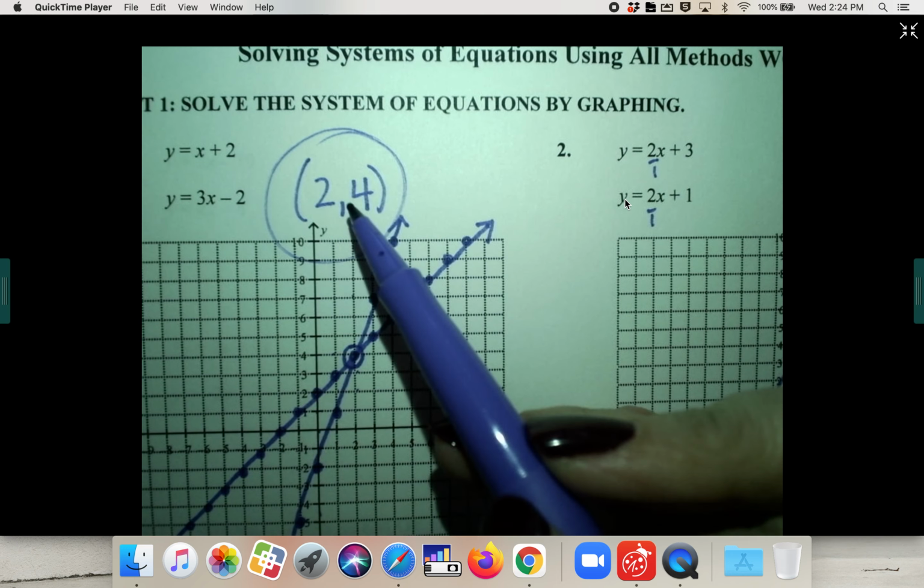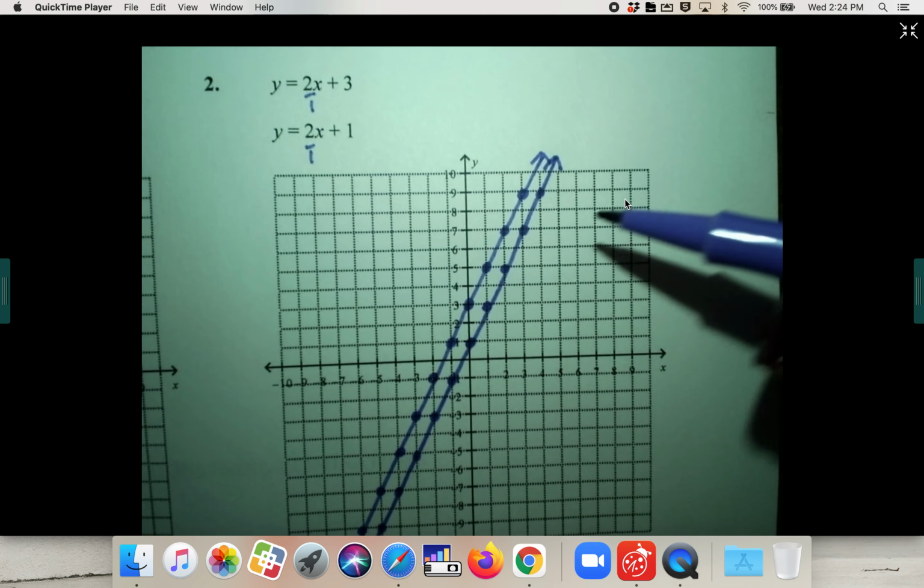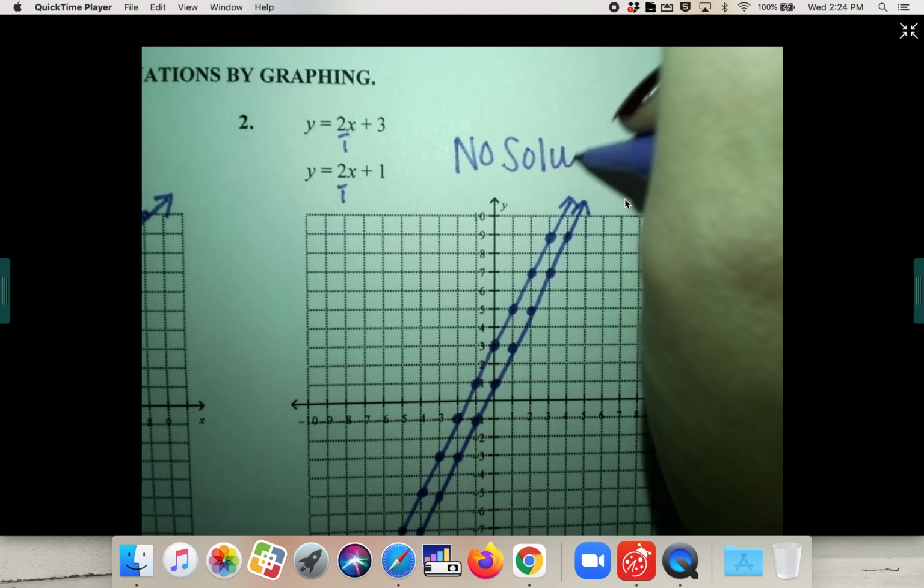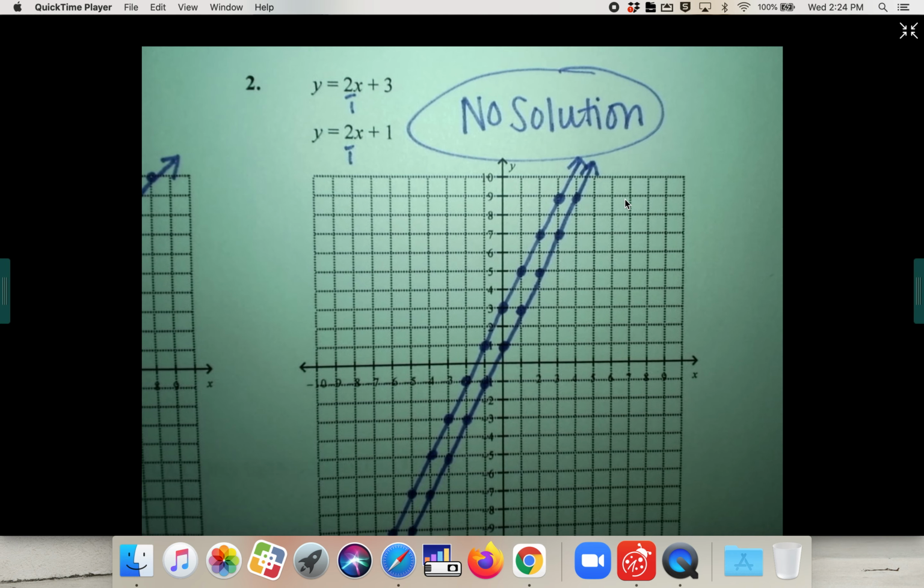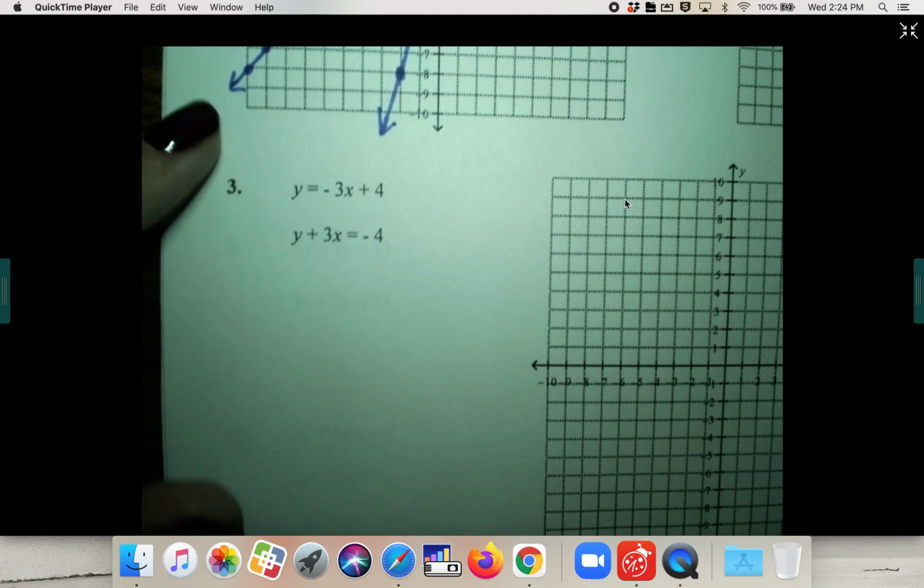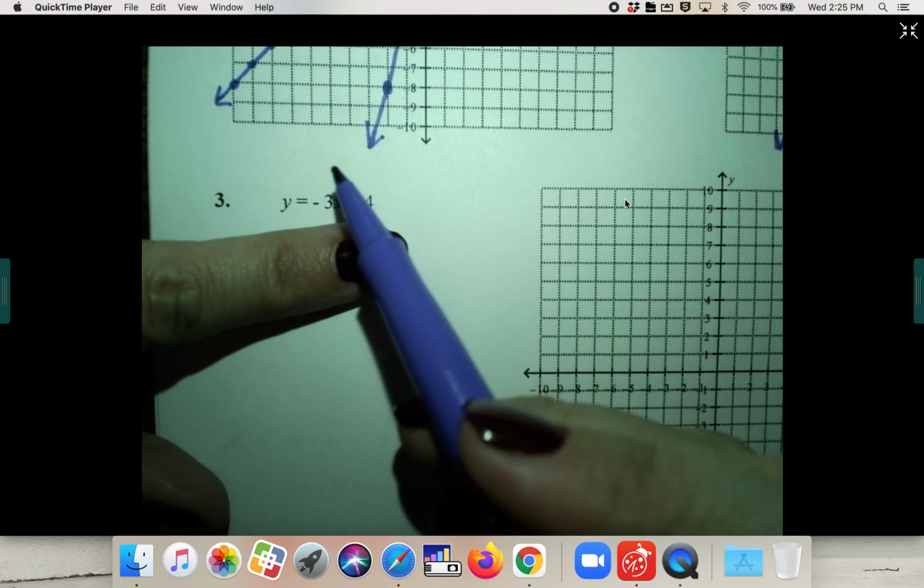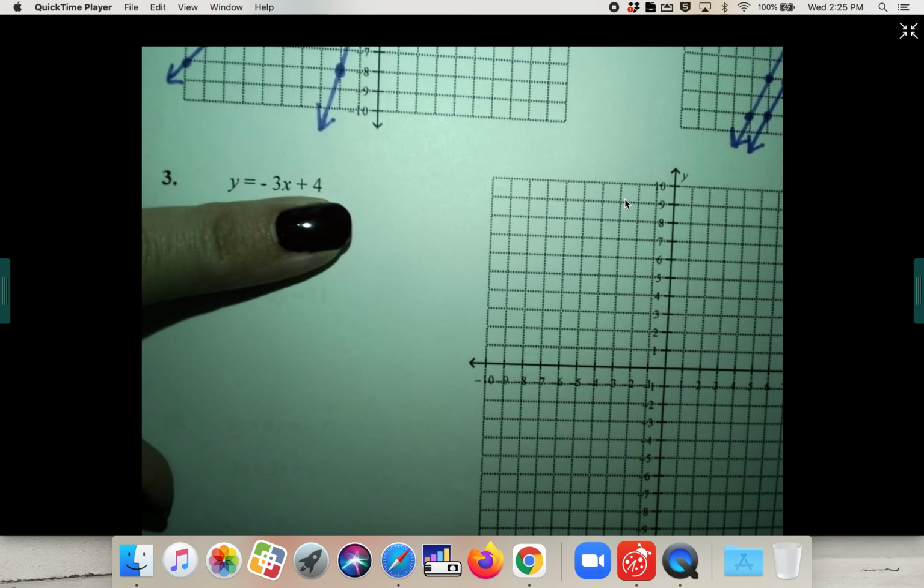So if the solution is where they intersect, where do these intersect? Nowhere. So that means there is no solution. They don't ever intersect anywhere. So it's no solution. Okay, last one. Let's cover up the bottom equation and just graph the top one first. Last one of these, that is.